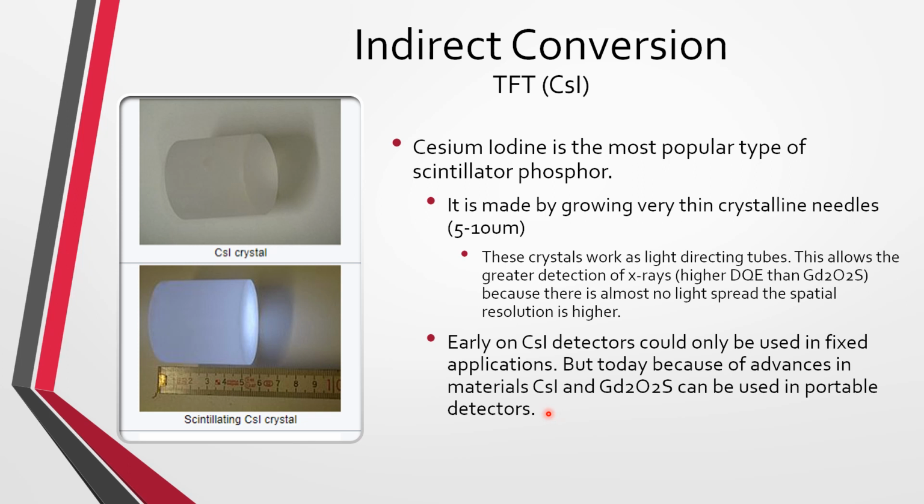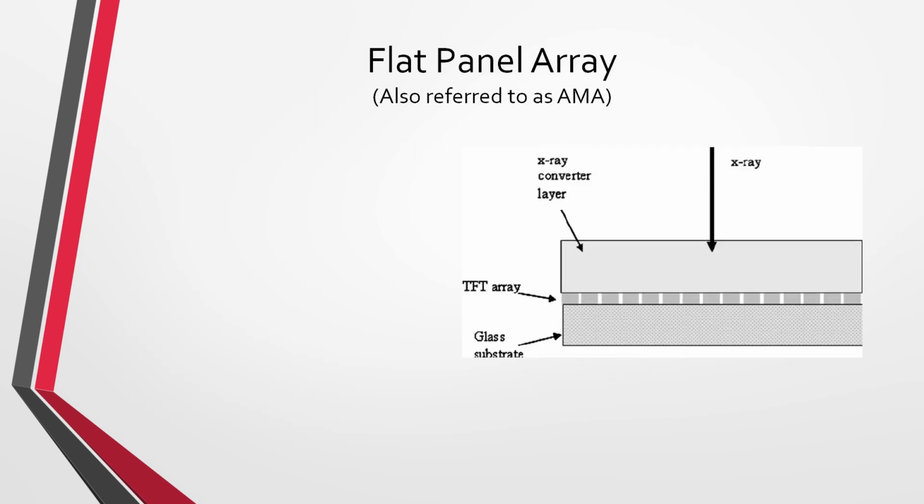But because of advances in the materials, both can be used in portable detectors now. So both these materials are advancing, and they're both utilized. Okay. So we'll go ahead and we'll talk about flat panel array, which is also referred to as active matrix array. These terms will come up.